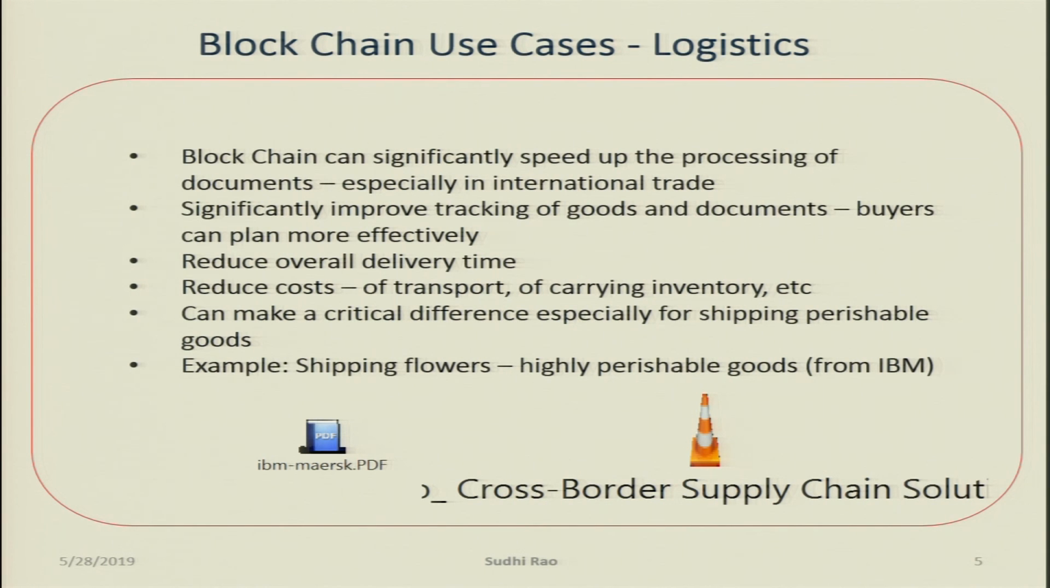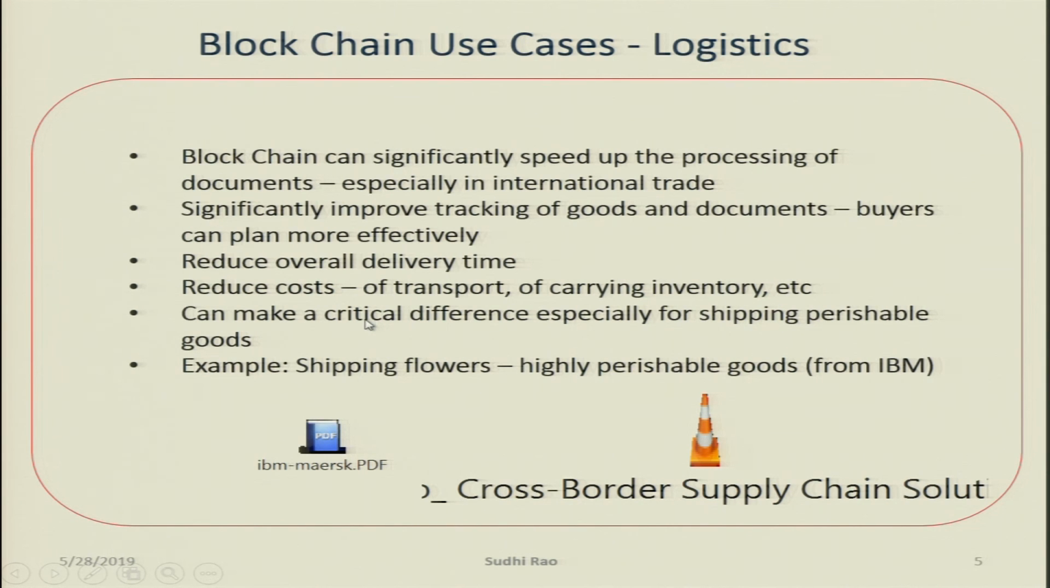In fact, most of the time flowers are shipped by air freight, not even by ship. It can reduce the cost of transport, of carrying inventory. As I mentioned, anyone who has studied business knows that if goods are between the producer and the consumer, sitting somewhere in between, it is going to cost money to carry them. The faster we can get it from producer to consumer, the less is the cost of carrying the inventory, and that can be reduced very significantly. And as I mentioned just now, it can make a critical difference, especially for shipping perishable goods.